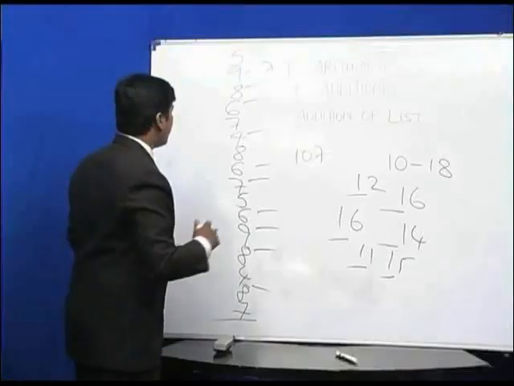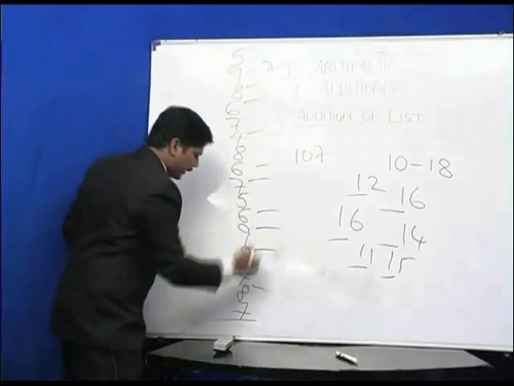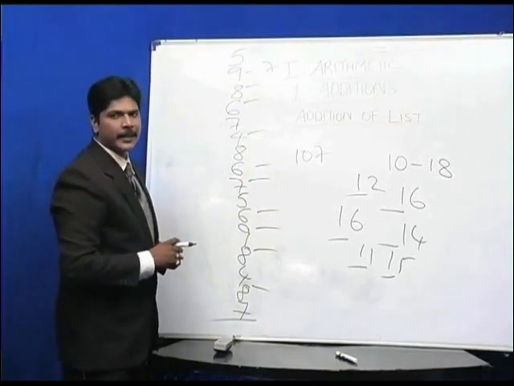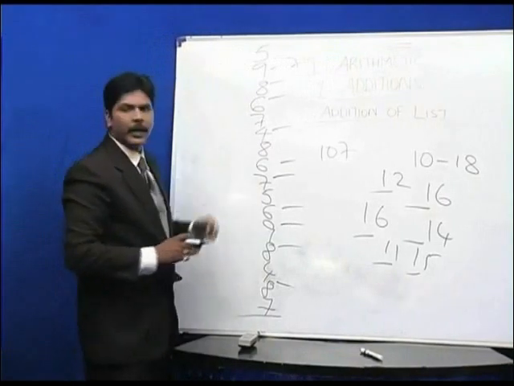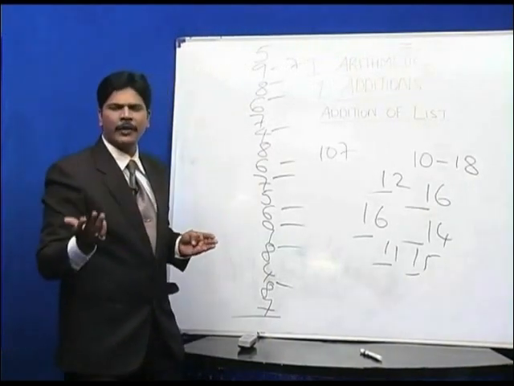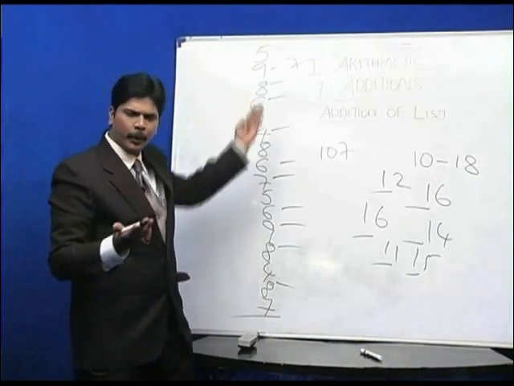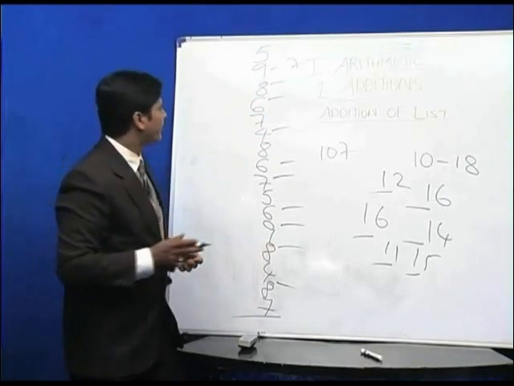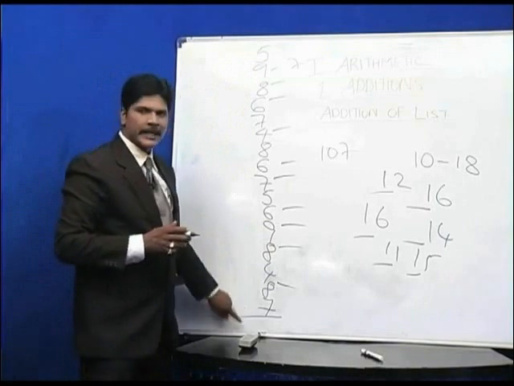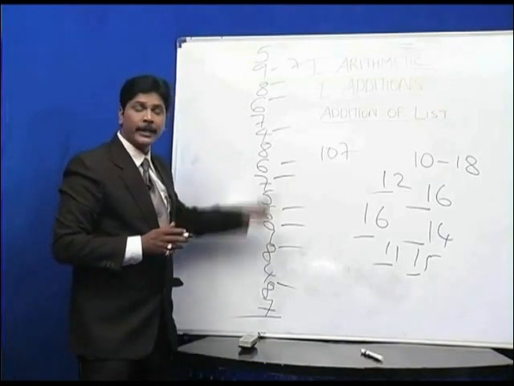Now, many people add the list from top to bottom like this. But Vedic mathematics says, don't add from top to bottom, rather add from bottom to top. And maybe you're amazed, why do we have to add from bottom, why not from top to bottom? There's a simple logic here. When you add from top to bottom, we get less speed. When you add from bottom to top, we get more speed.